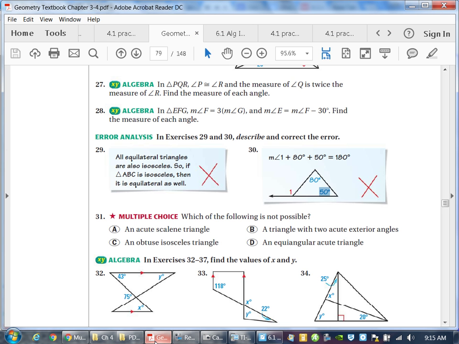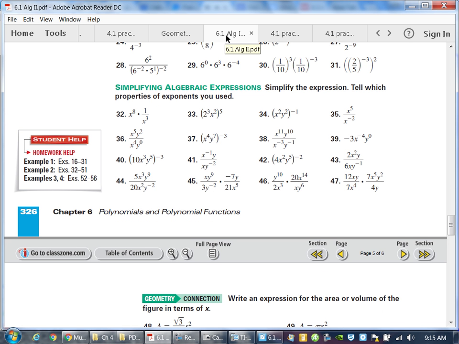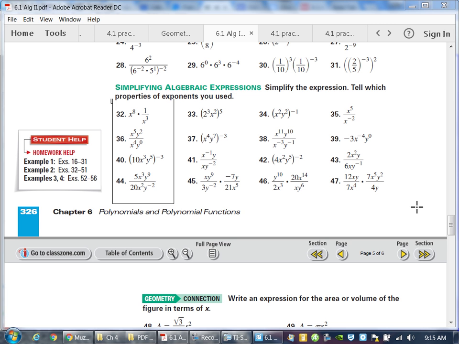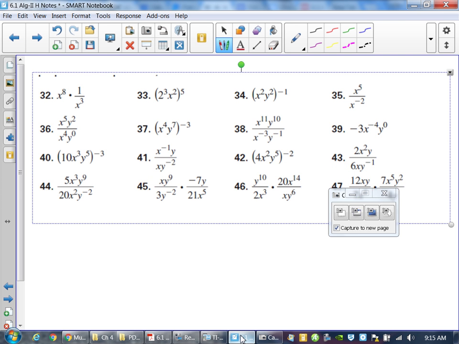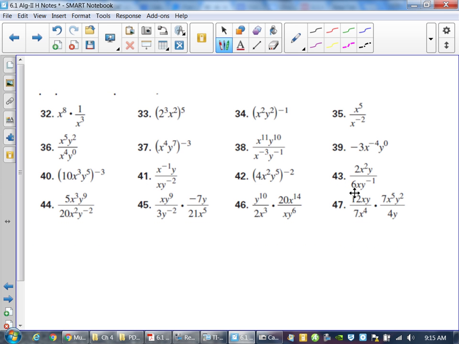Do these: 32 and 47, even 3 to 6, section 6.1 in the old book. Yes, ma'am. Page was that again?